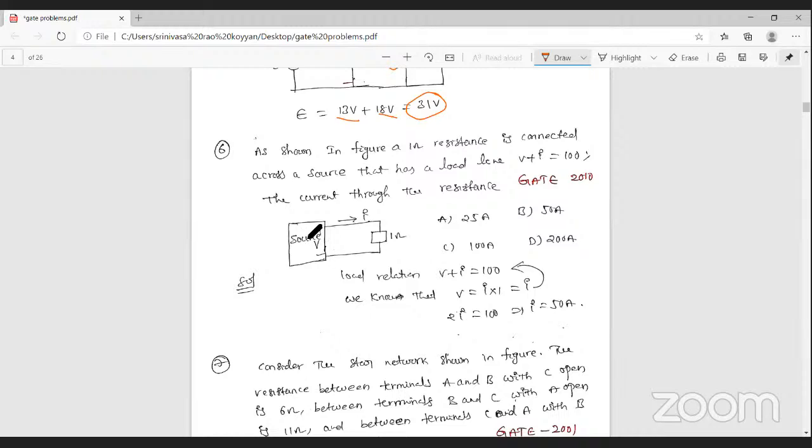Okay. Here the voltage is in volts, and the 1 ohm resistance and the load are both connected in parallel. So here the voltage is in volts. So definitely the voltage across the load, V, is equal to the 1 ohm resistance value times I, that is equal to I. But here the load equation is given.